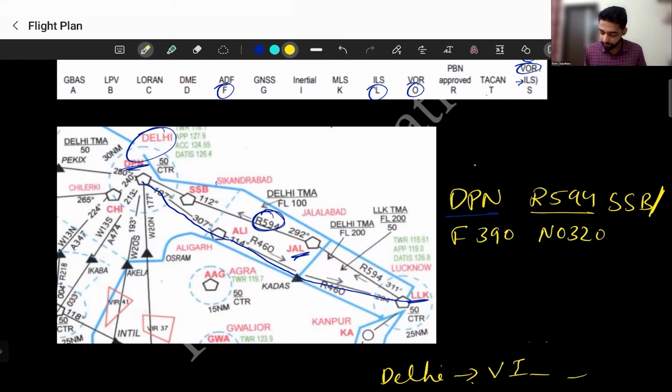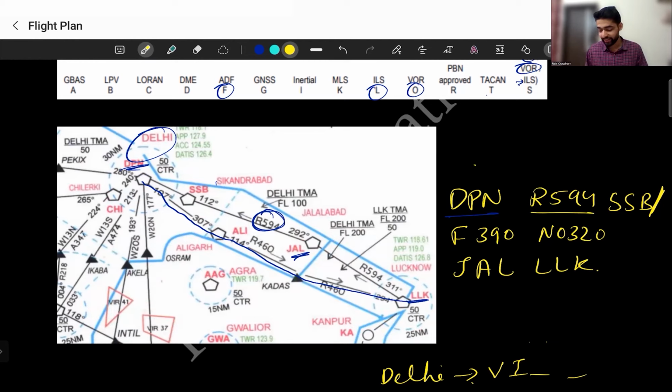Now I will pass through Jalalabad, that is JAL, Juliet Alpha Lima, and then I will end up at Lima Lima Kilo. So the first type of route I can write is DPN R594 SSB slash F390 N0320 and JAL LLK. Okay, you can ignore this also if you are not understanding it.